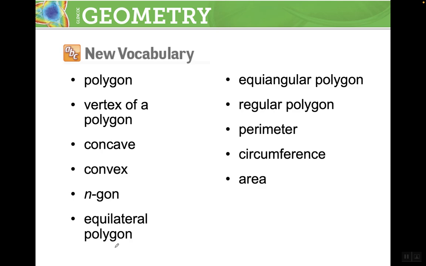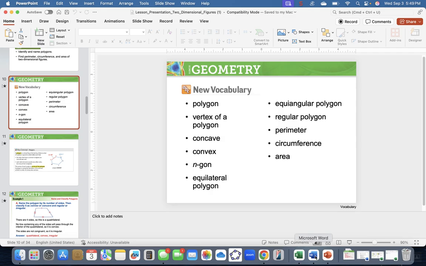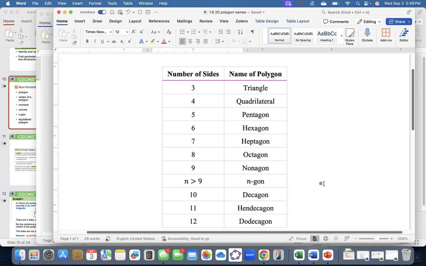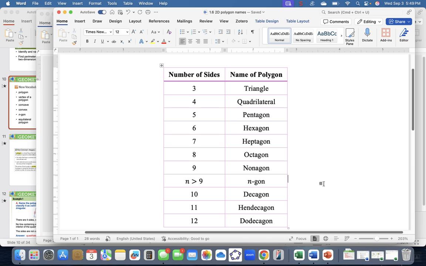Okay, these first four I will explain, I believe, on the next slide. The n-gon, I'm going to pull up something for you to copy. There we go. So as you know, a three-sided polygon is a triangle, probably know a four-sided is a quadrilateral, and so forth. I don't think I have this chart in your notes, so you might want to pause it and copy it down, at least the ones that are hard to remember.